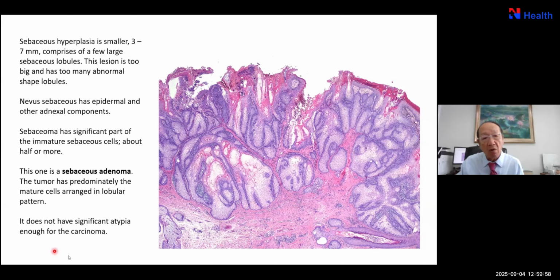For a lesion to be called sebaceous carcinoma, there must be features of cancer cells like high mitosis, atypia of the nuclei, something like that. And sebaceous carcinoma has so many variations. You'll see later.